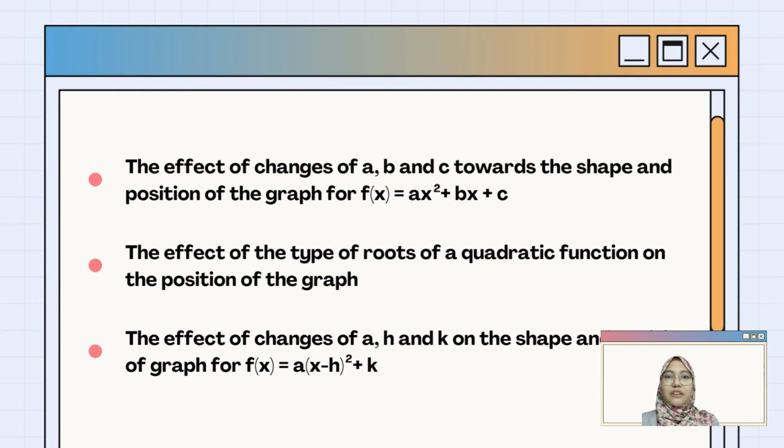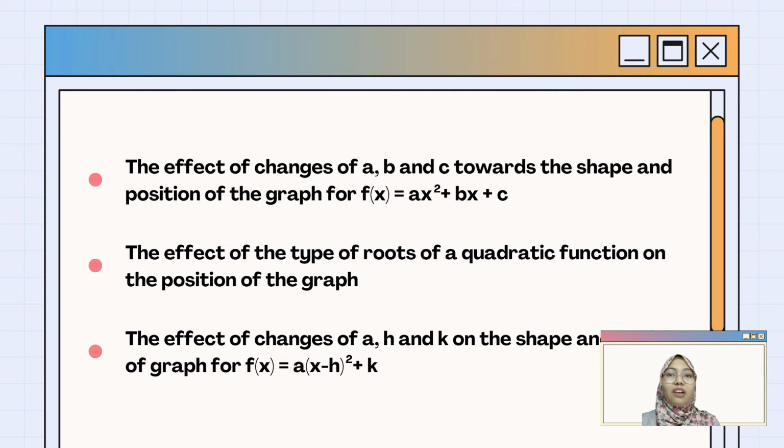Now, we will observe how the properties of the function can influence the shape and position of the graph. First, we will observe how changes of constants a, b, and c of a quadratic function in general form f(x) equal to ax squared plus bx plus c can affect the shape and position of the graph. Second, we will see how the three different types of roots can affect the position of the graph.